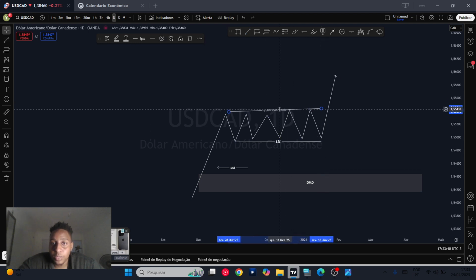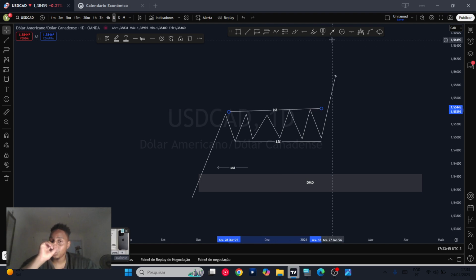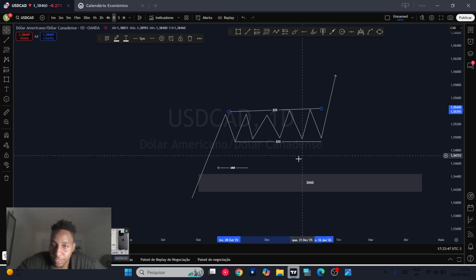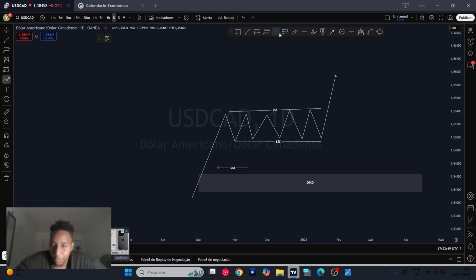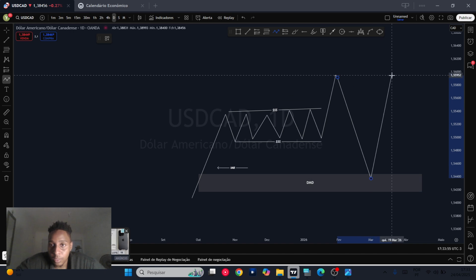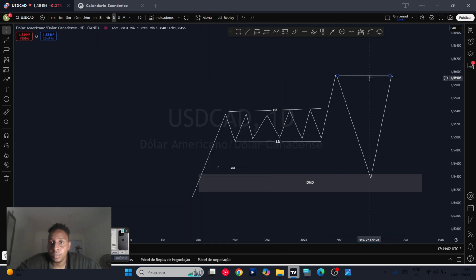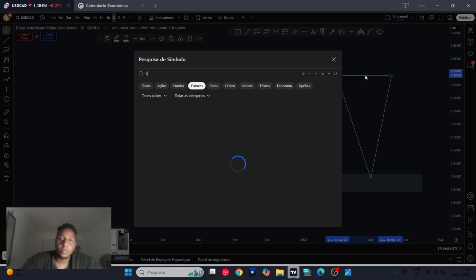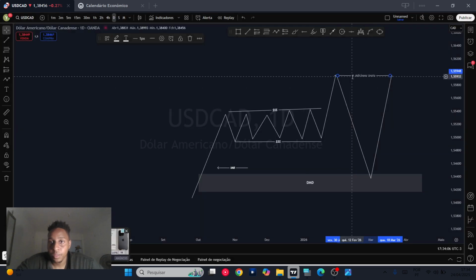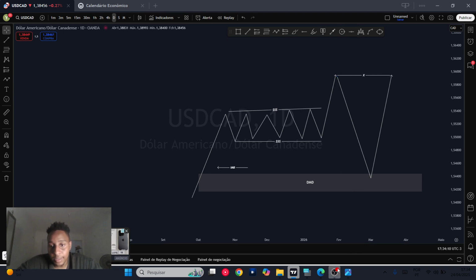So what will price do in this case of accumulation? Price will do what we call accumulation, manipulation, and distribution, right? But we'll study this in the next lesson, I hope. And then price will come back here and then continue up to take the high created. So this is a great model to trade with if you are a beginner.